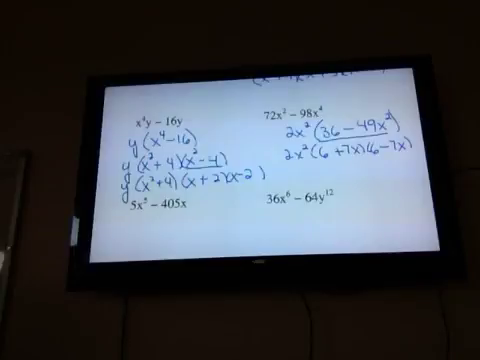Yes, dear? So even though the 36 is positive, since it's with the negative, it all gets factored? Like not just the negative 49? Correct. Okay. Yeah.